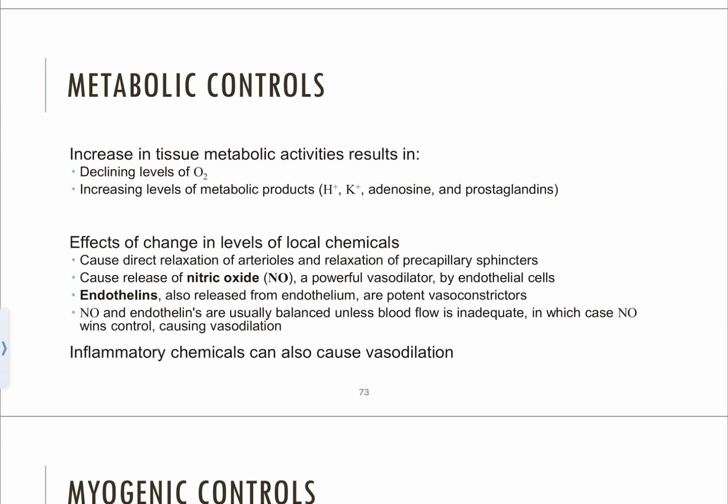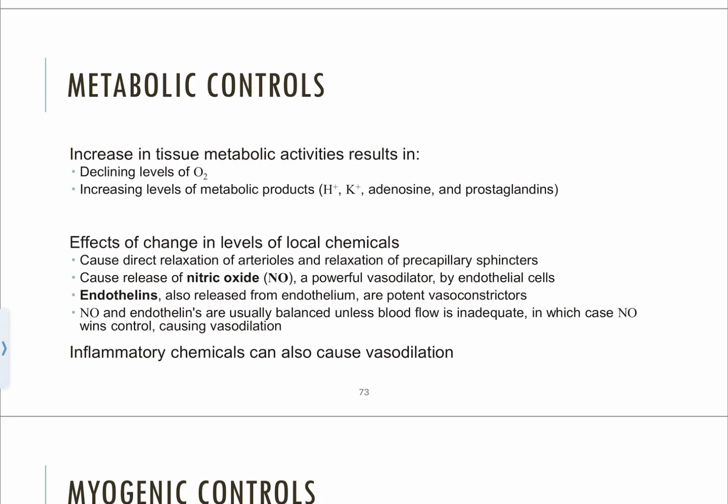So let's first talk about the metabolic controls. An increase in tissue metabolic activity results in declining levels of oxygen. If we're increasing the metabolic activity, we're increasing the usage of ATP, our body's energy currency. In order to produce ATP in our mitochondria, we have to consume oxygen. It's considered aerobic respiration. So as we use all of that oxygen to produce the ATP needed to supply that specific tissue, we're going to have lower levels of oxygen.